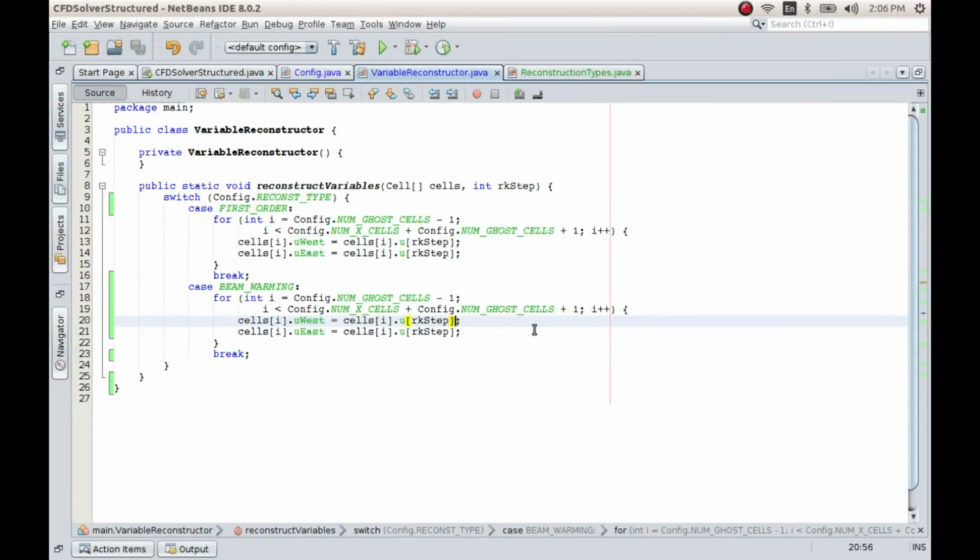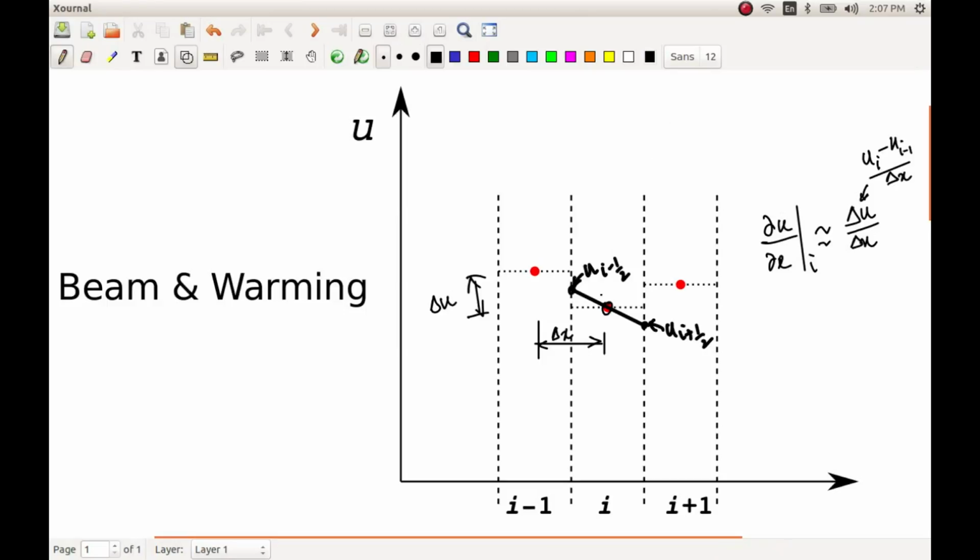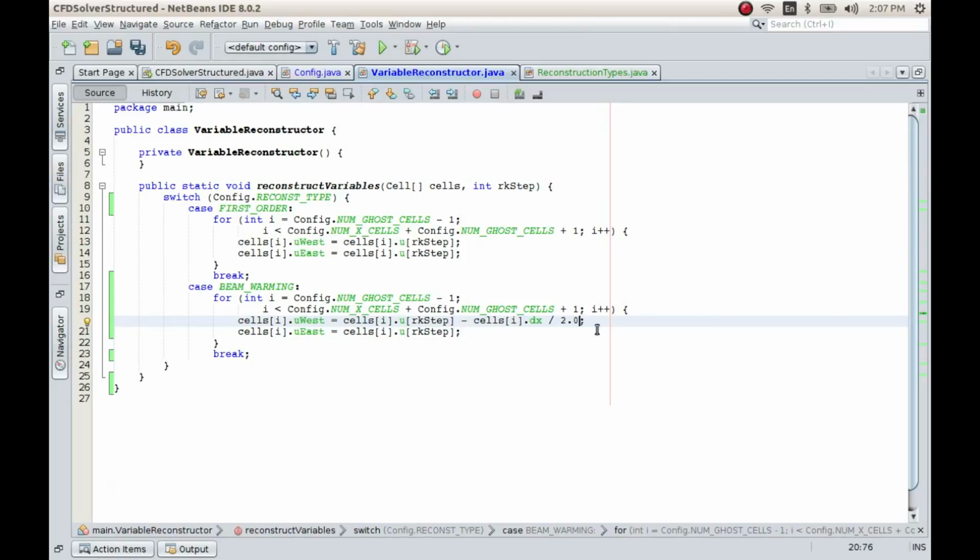So the equation for the line, and therefore the value at u west, will be equal to this minus dx. In our case, since our delta x is constant, we can just take the cells dx minus dx divided by 2, because we want to calculate the value at this point, and this distance is delta x divided by 2. So minus dx by 2 multiplied by the derivative, and let me calculate the derivative separately.